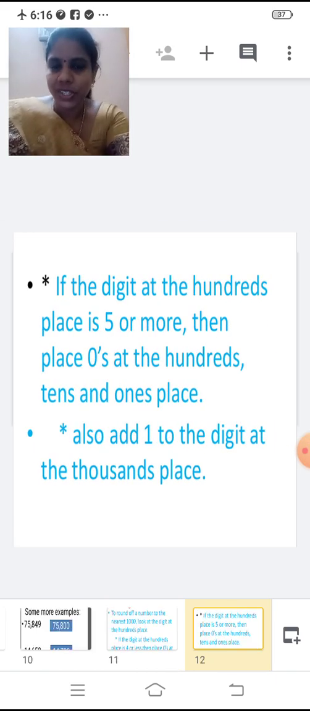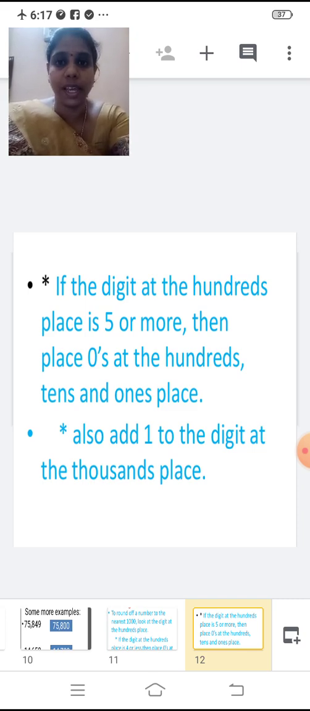If the digit at the hundreds place is 5 or more than 5, then place zeros at the hundreds, tens and ones place, and also add 1 to the digit at the thousands place. What you have to do? You have to place 0.